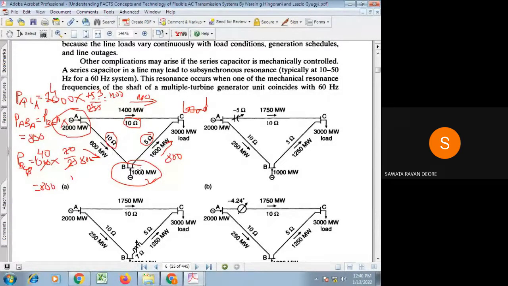So again, because of this 1000 generation, an additional 800 megawatt will flow through this line, and the remaining 1000 minus 800, 200, will flow through this line. ये डायरेक्शन से फ्लो होगा ना वो 200 इस लाइन में से, because this is the path for it, and again that 200 will flow through this line.